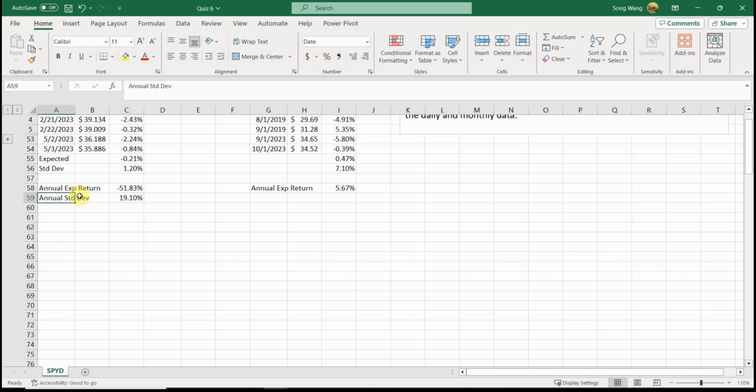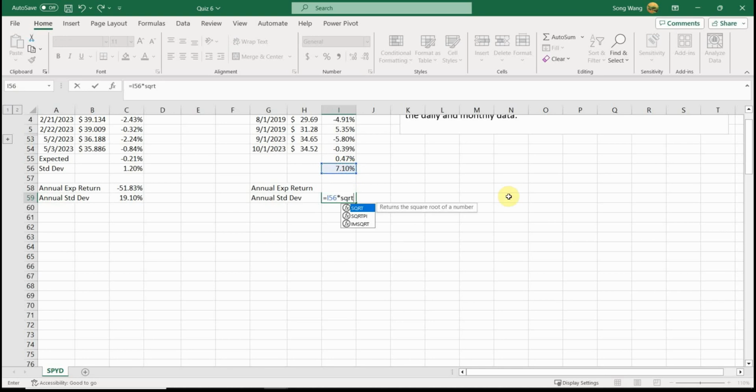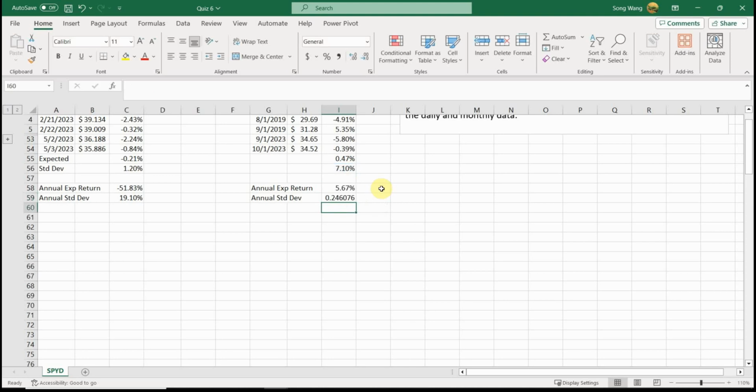Then I'm going to do the same thing using the monthly standard deviation, multiplied by the square root of 12. So that's 24%, and now it is getting close. If you are measuring the risk at the annual level, the results are closer, whether you use daily or monthly.